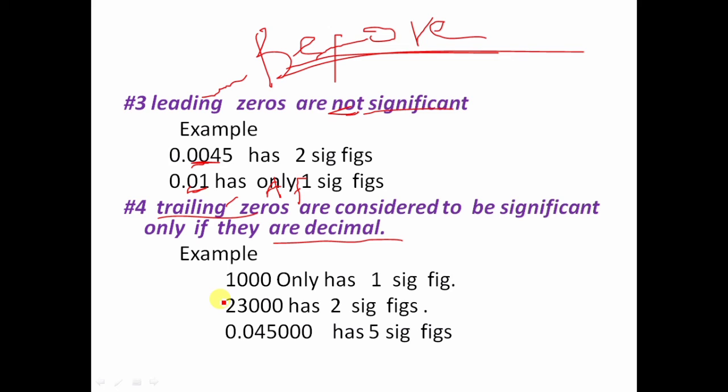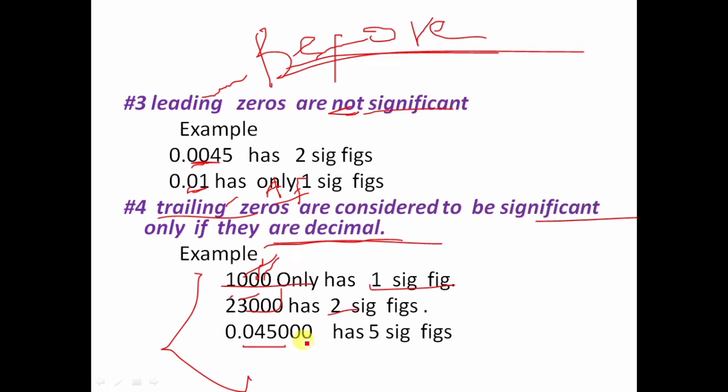Now let us come to these examples. These three examples will explain that trailing zeros, that means zeros which come after a non-zero digit, are considered to be significant only if they are decimal zeros. In the number 1000, these three zeros are not considered significant because there are no decimal places. Hence 1000 only has one significant figure. Similarly, consider the number 230000. These are trailing zeros, which are not significant. Hence we have only two significant figures.